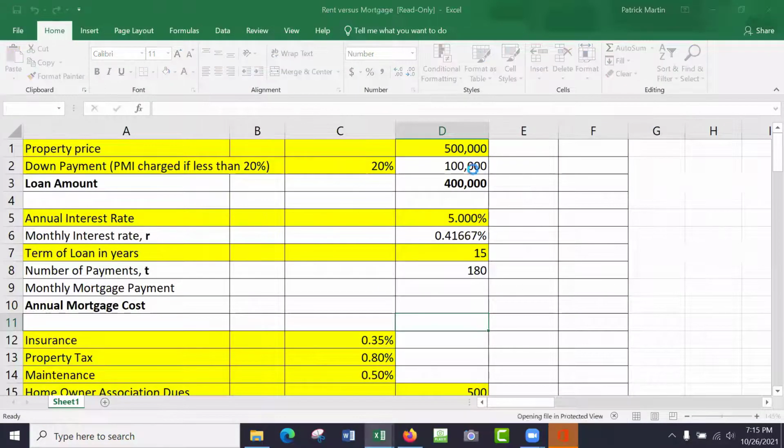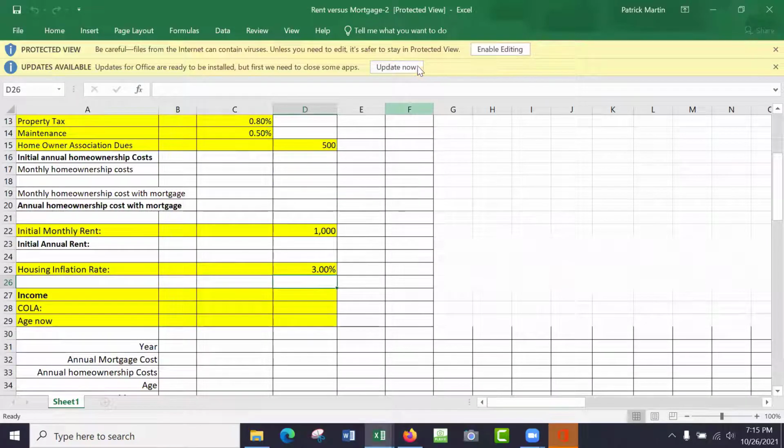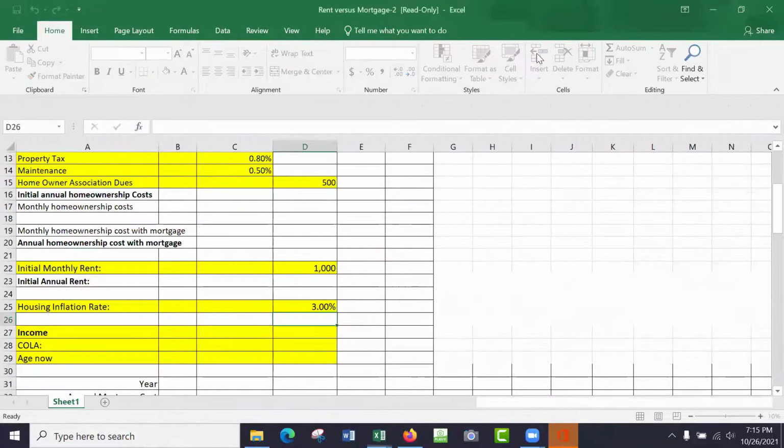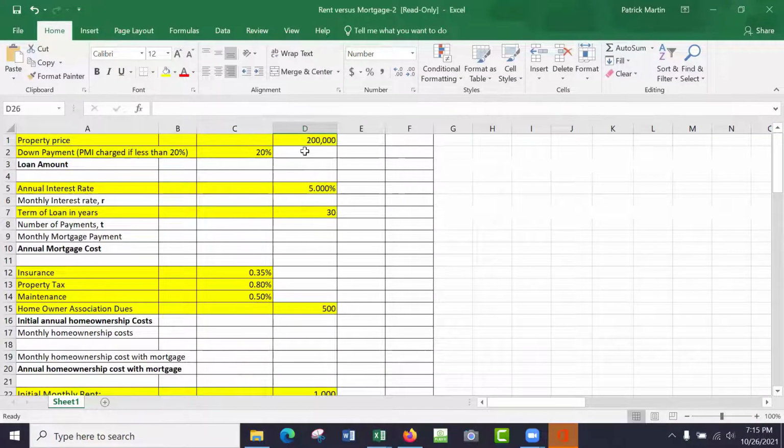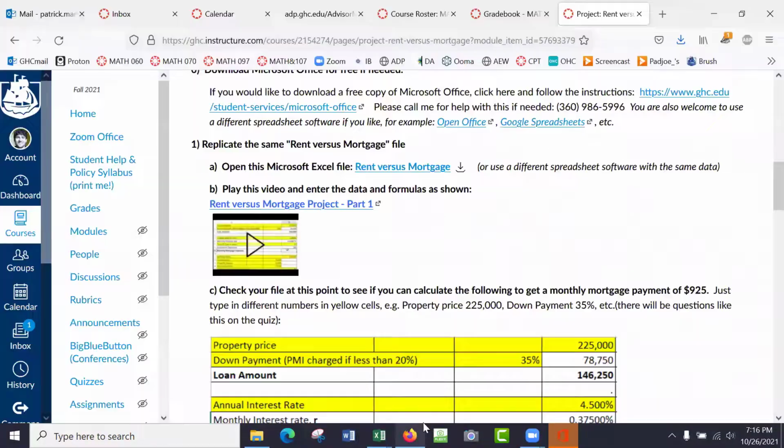Now it's all ready to go. Here's the file, enable editing, and we can use it. So now I don't have to type out all this stuff. It's all ready to go on the file. So make sure you do that. And it's right here. Make sure you open up this file and use that, and then save that on your computer, okay?